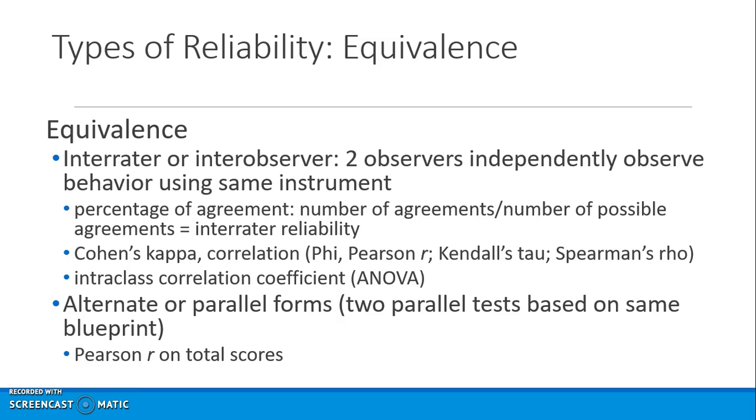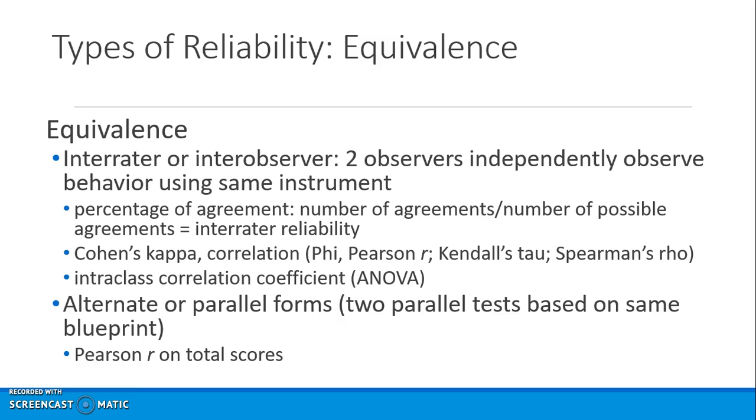In a rater, you have two observers independently observing the behavior using the same instrument. You look at percentage of agreement. How many possible agreements are there? And that's inter-rater reliability when you think about it, and that's equivalence. Cohen's kappa, and then other correlation coefficients can be used depending on the level of data in terms of the items and the scaling of the items of the instrument. You can also do an intra-class correlation coefficient using ANOVA, so that means 2 or more groups can be used.